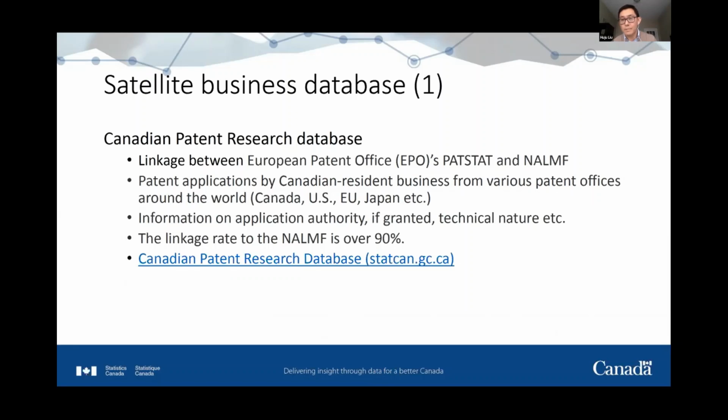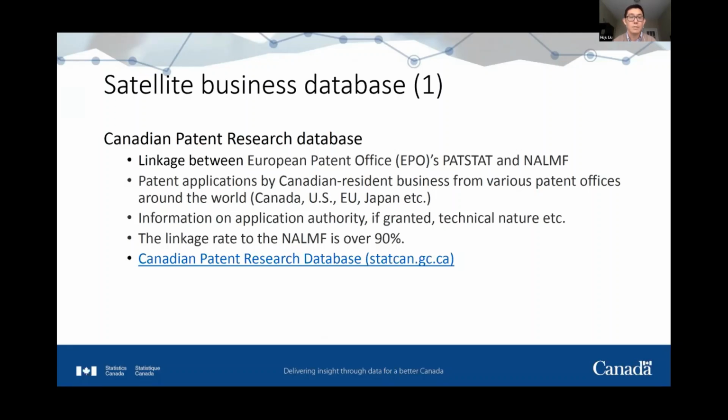Okay, now I'm moving to the satellite databases, as I call them. The first one is the Canadian Patent Research Database. This is the linkage between the European Patent Office's PATSTAT database and the NALF. It includes patent applications by Canadian resident businesses from various patent offices around the world, including Canada, the US, the EU, and Japan, etc. So it's global, not just from Canada. Information includes the application authority, whether the patent has been granted, and the technical nature of the patent.